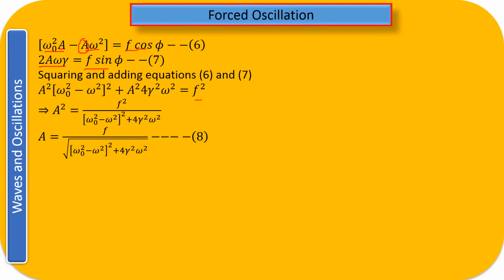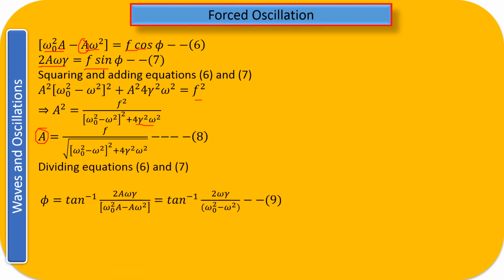So the amplitude of this motion is going to be a = F divided by the square root of (ω₀² − ω²)² + 4γ²ω². So the value of a, the value of the amplitude, is this value that we have got. This is how the amplitude of the vibration is going to vary. This amplitude is just like your x.